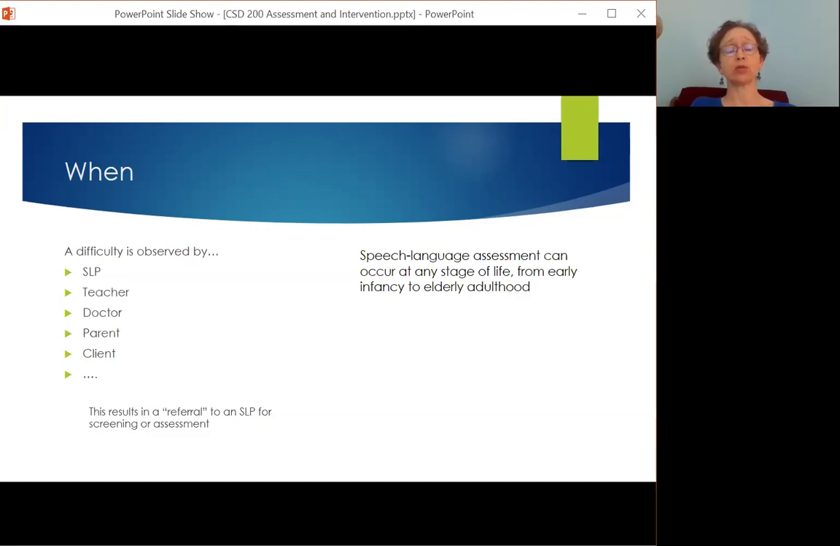So the goal is to identify as early as possible any risks of difficulties or any signs of early difficulties so that ideally we can prevent further problems later on. When we think about when a speech language assessment can occur, I also wanted to remind you that speech language assessments can actually occur at any stage of life. So that's another really interesting aspect to the practice of speech language pathology.